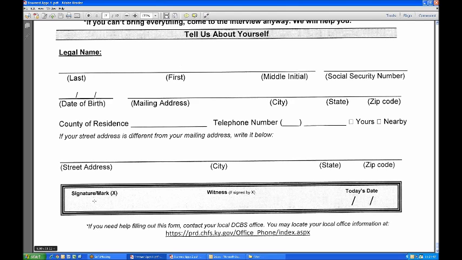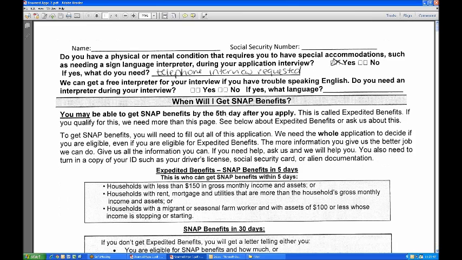At the bottom of this first page is a signature box. They must sign this first page or it will not be processed at the DCBS office. So be sure that they sign that. Again, if they sign with an X or a mark, a witness must sign. Otherwise, their own signature will suffice. And then you date it.